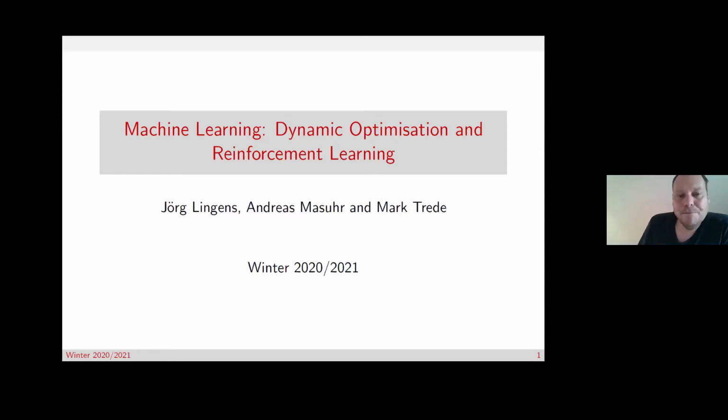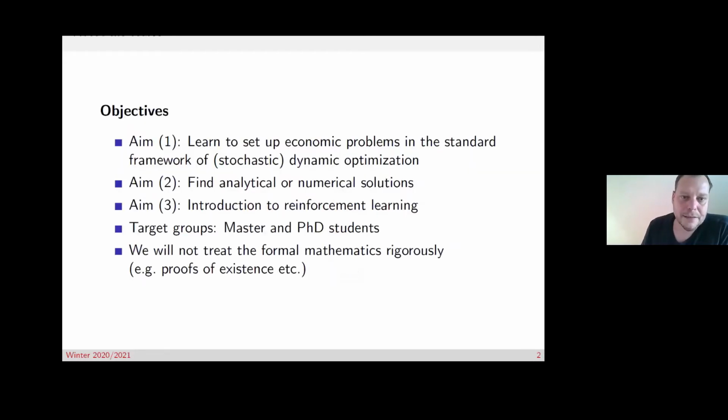Okay, so we're starting with the course on dynamic optimization and reinforcement learning. Basically, the general idea here is that we want to invite you to use a method that is very versatile when it comes to solving problems, that helps you to structure problems, and we also want to show you how to solve those problems, especially numerically.